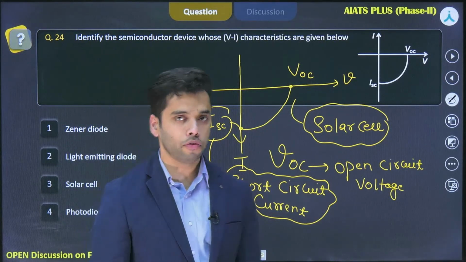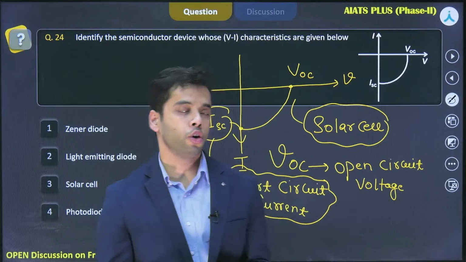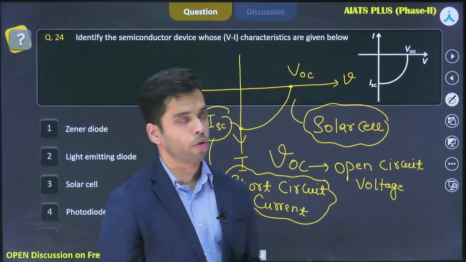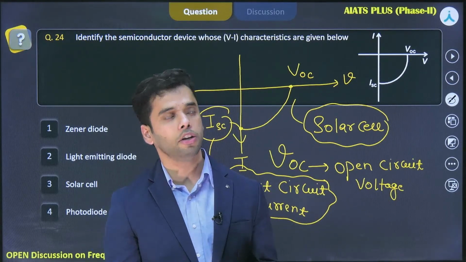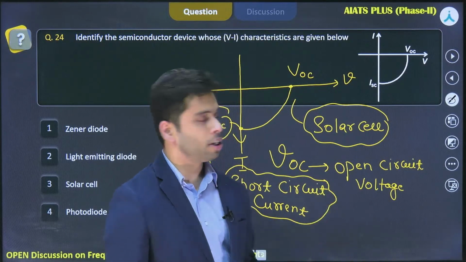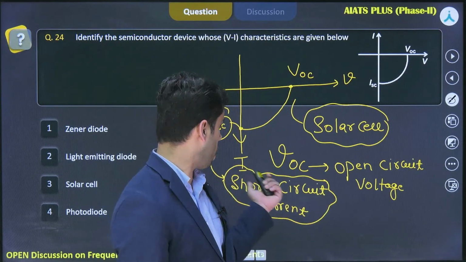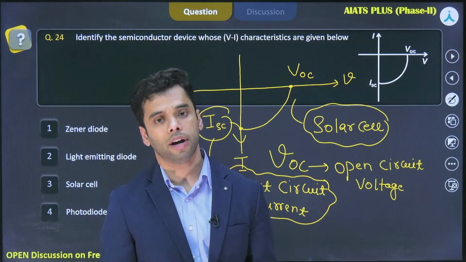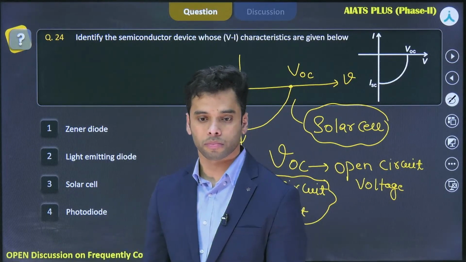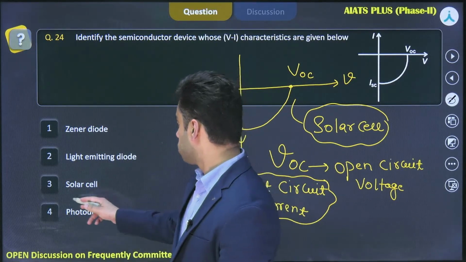It is drawn in the fourth quadrant. So key points need to be taken into consideration. It is drawn in the fourth quadrant. It works in no bias condition, and your VOC is open circuit voltage and your ISC is short circuit current, right? So the correct answer should be option 3.